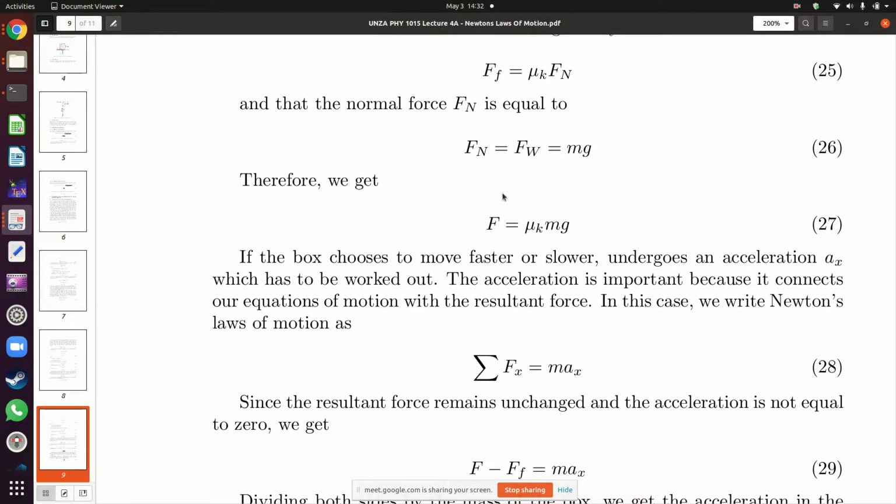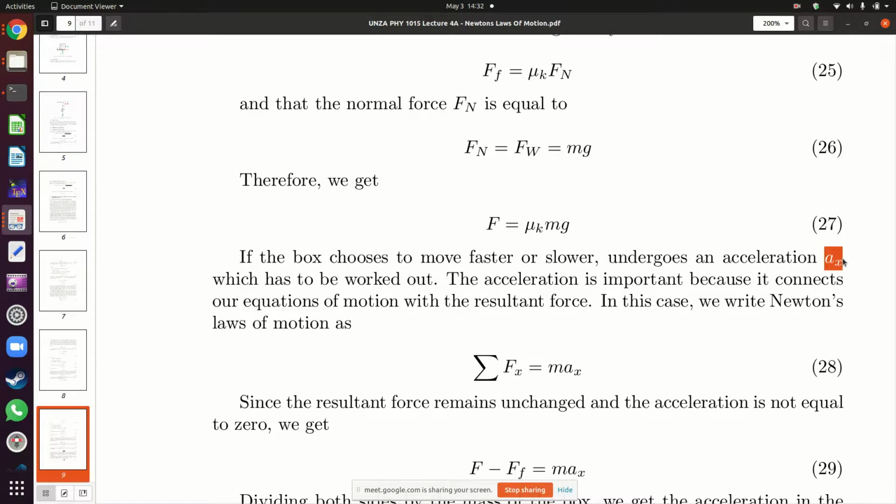Another case you can have is when your object moves faster, meaning that the velocity of your object increases, or when your object slows down, meaning that the velocity of your object reduces. In both these cases, there is a value of acceleration. So if an object moves faster or slows down, there is acceleration involved, and we want to find this acceleration.